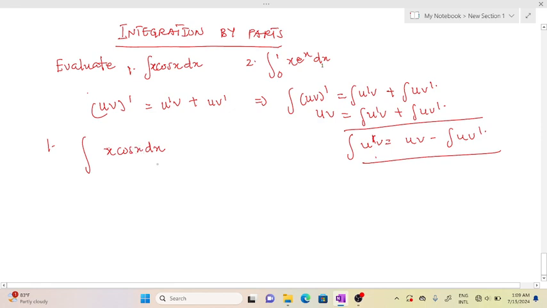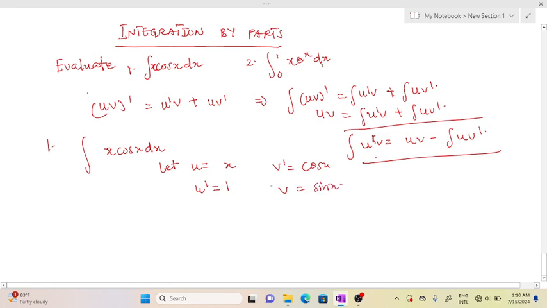Let u be equal to... we always differentiate the term which we think will arrive at zero or be easier to differentiate. Then we choose the term which will be easier for us to integrate. The choice is in your hands, but always take the parts that will make things easier. So let u be equal to x, so our u prime will be equal to 1. Now let v prime be equal to cos x. So our v will be the integral of cos x, which is sin x.